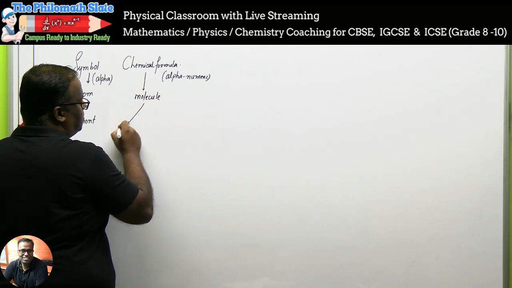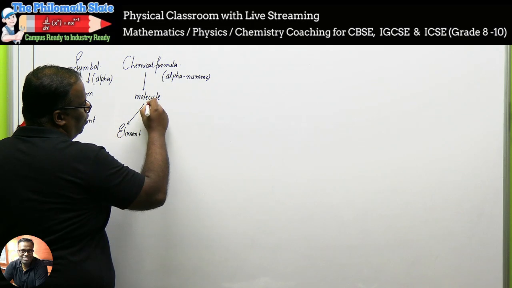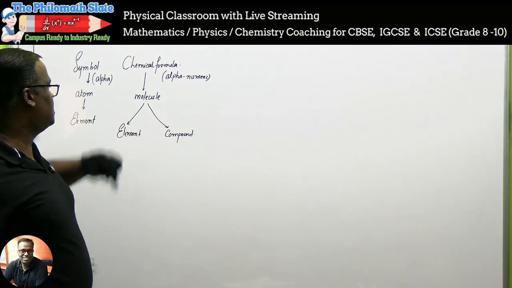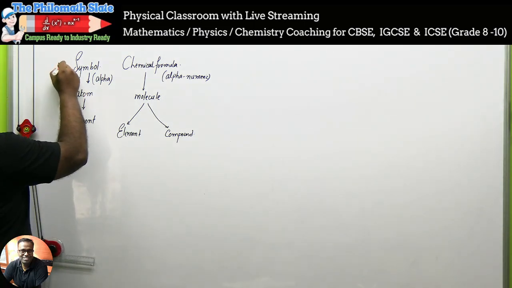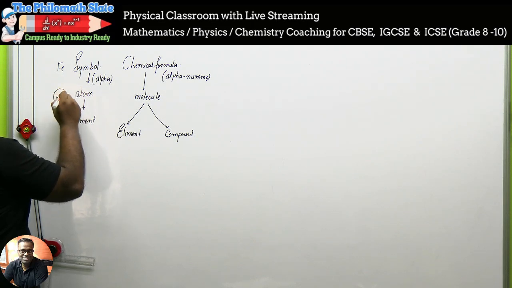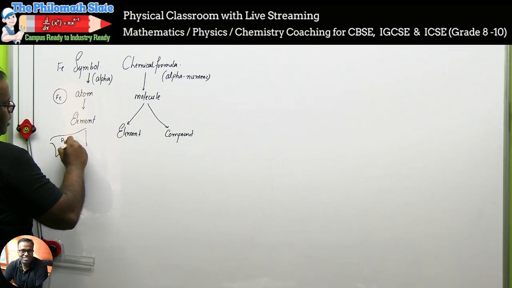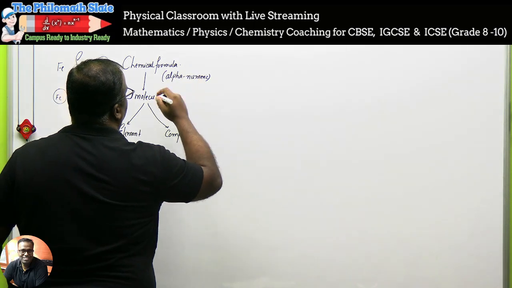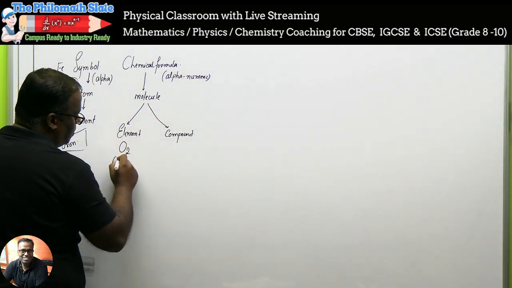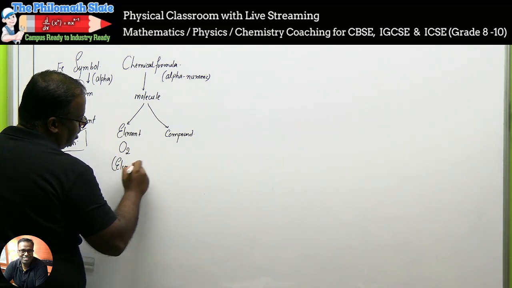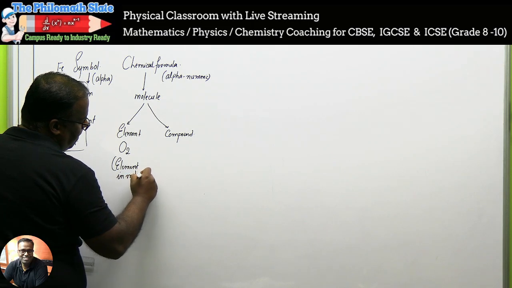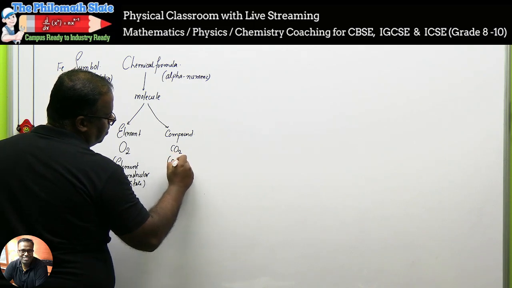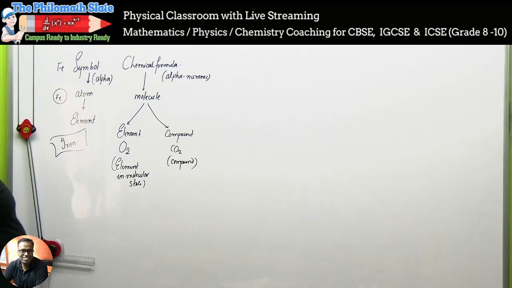And a molecule can further represent an element. Also, it can represent a compound. Let's see some examples. If I have a symbol which is Fe, it represents an atom of Fe, basically representing the element iron. Clear? If I have a chemical formula, let's say at this stage O2, O2 represents an element in molecular state, whereas CO2 represents a compound. This is carbon dioxide. Is this clear now? Okay.